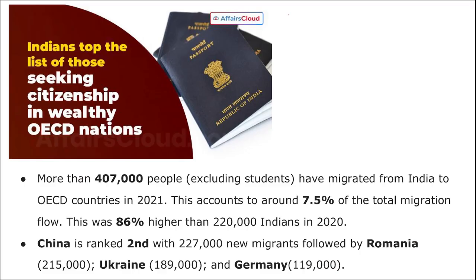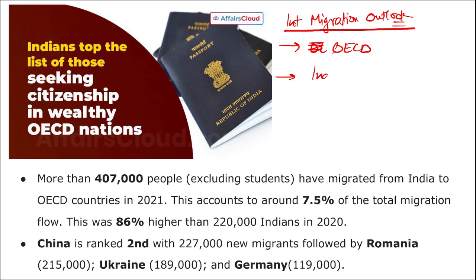Next, remember, recently the International Migration Outlook report was released. This report was recently released by the OECD, that is the Organization for Economic Cooperation and Development. According to this report, India for the second consecutive year has retained its top position as the top country of origin for new migrants to the member countries of OECD in 2021.